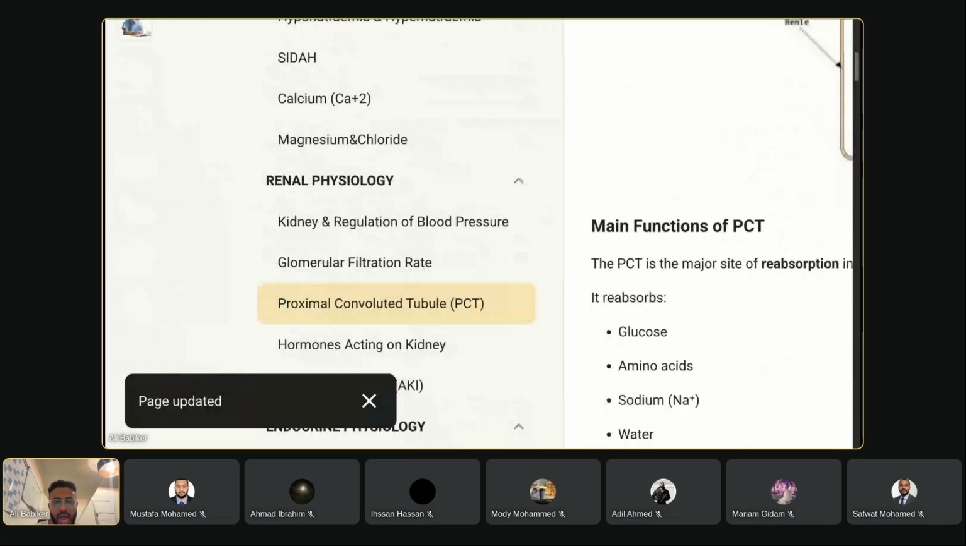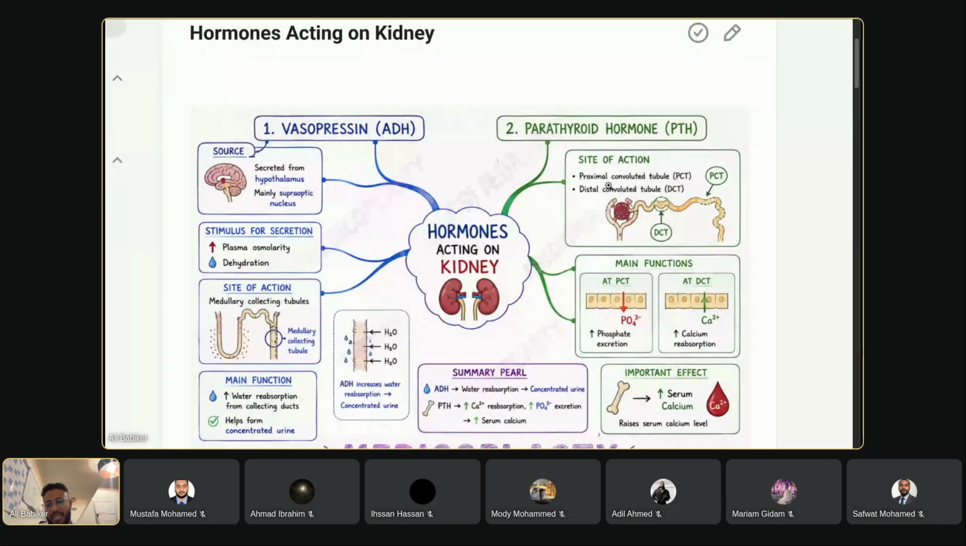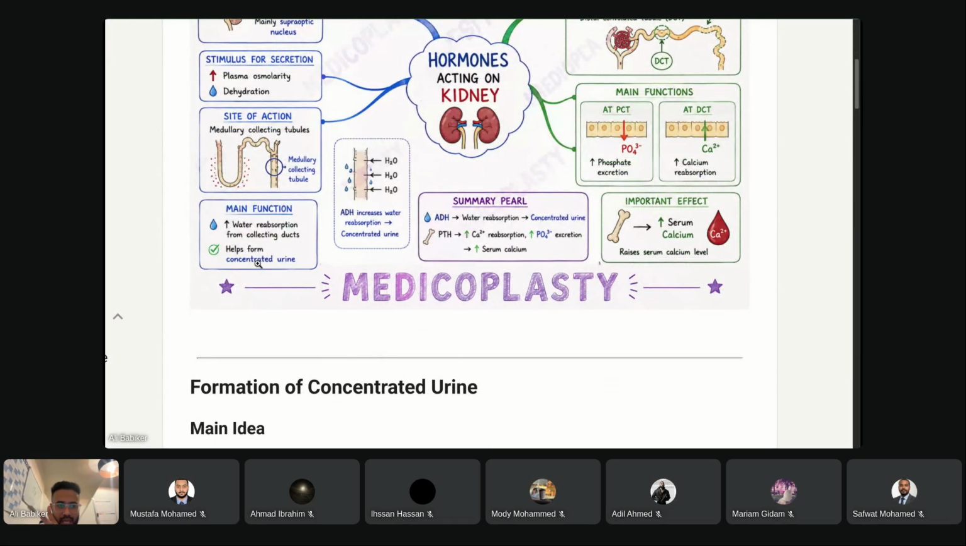Okay, we're doing great. Hormones acting on the kidneys. I just want you to understand, remember, and know for your life and for your exam these hormones. We have vasopressin, which is antidiuretic hormone, secreted from the hypothalamus, mainly the supraoptic nucleus. We'll come to that in a second. The stimulus for secretion is high plasma osmolarity or dehydration. Site of action: medullary collecting tubules. Main function: water reabsorption from the collecting ducts. It helps form concentrated urine.